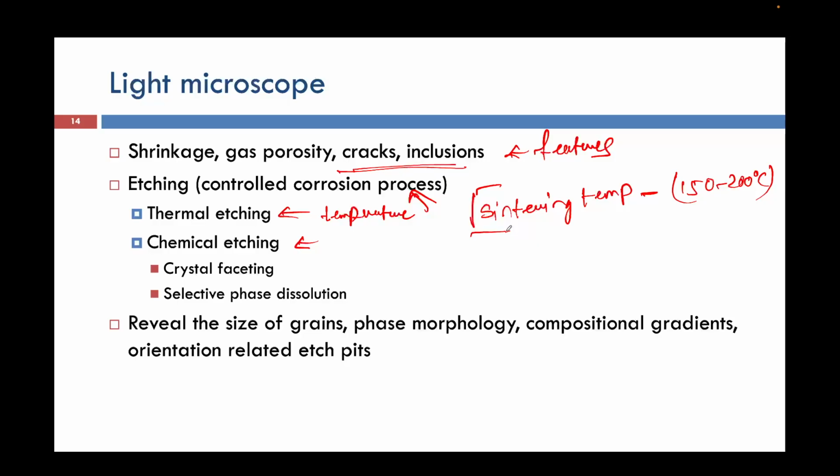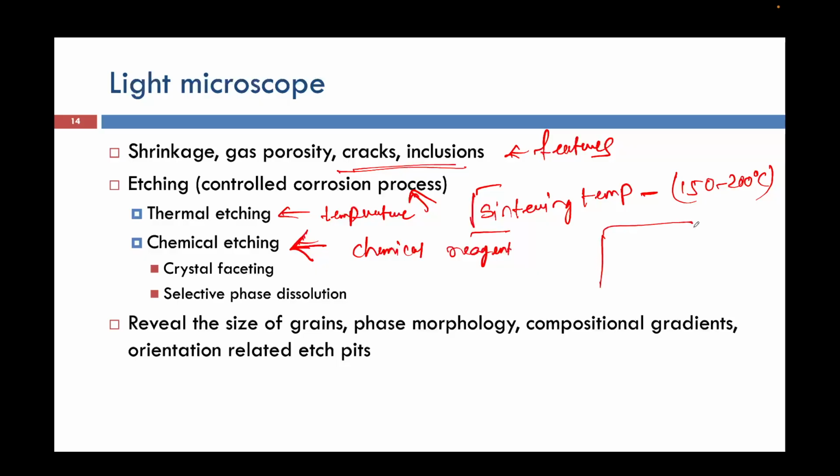For metals we do chemical etching, because if we take the metal to a higher temperature, different reactions might also occur, the elastic-plastic transition will happen, and it might lose its properties. Slow heating, if you do, that will be a problem. So we do chemical etching. There are different chemical reagents, and you have to find out which reagent is used for which kind of metal. When you do chemical etching, crystal faceting and selective phase dissolution are different kinds of mechanisms which act in chemical etching.